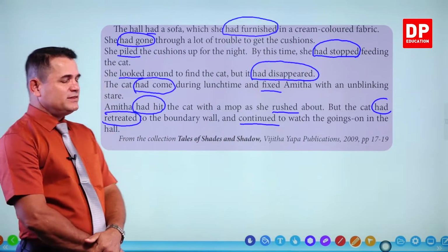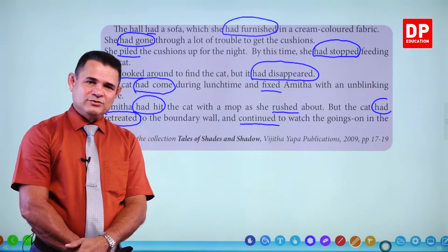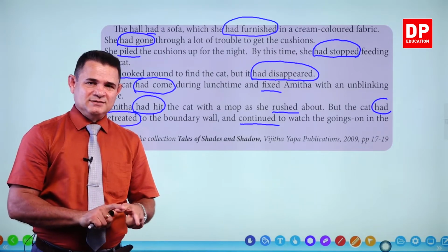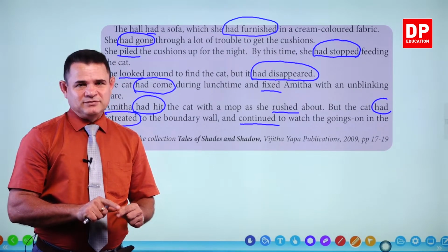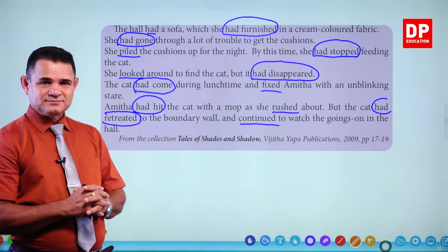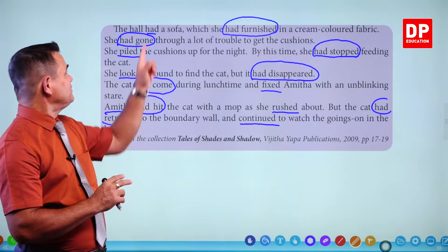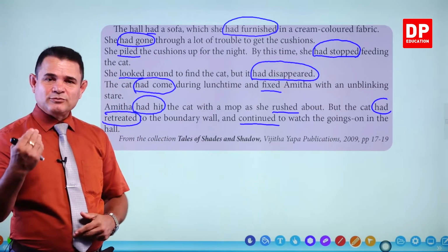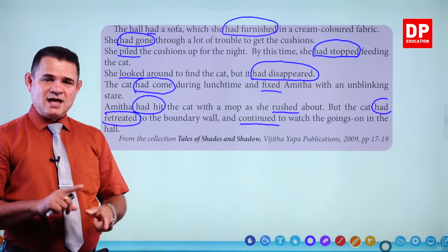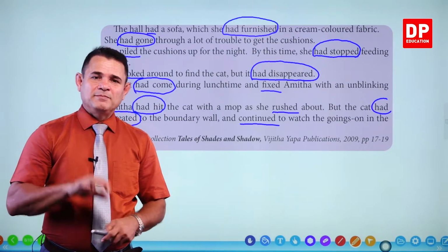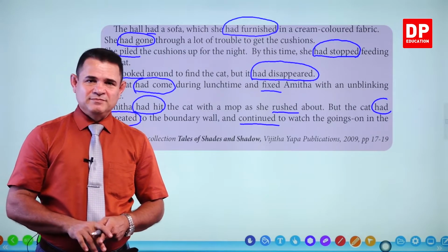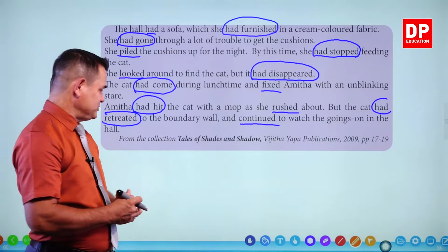Right. So now in this way, I hope that you could identify the simple past tense and past perfect tense. In simple past tense there is only the past form of the verb. Past perfect is had plus the past participle, third form of the verb. Hope that is clear to you.